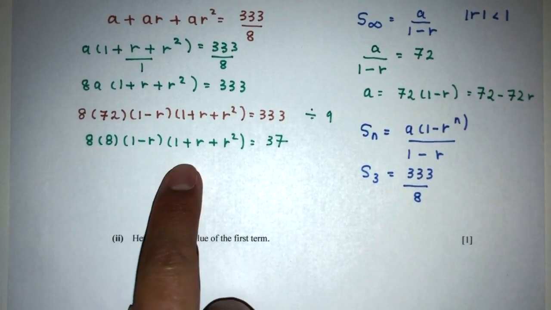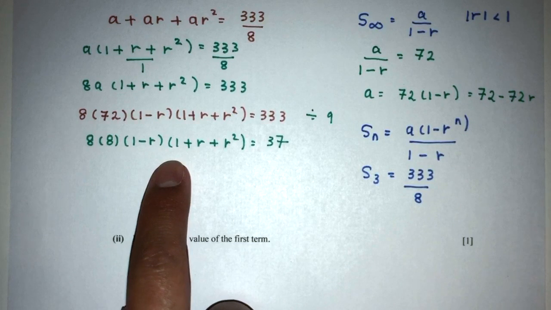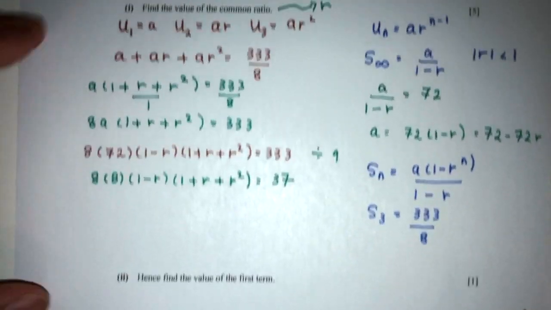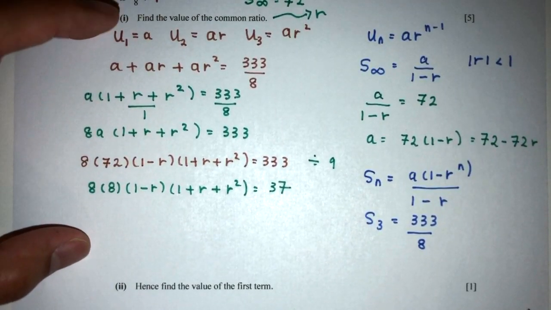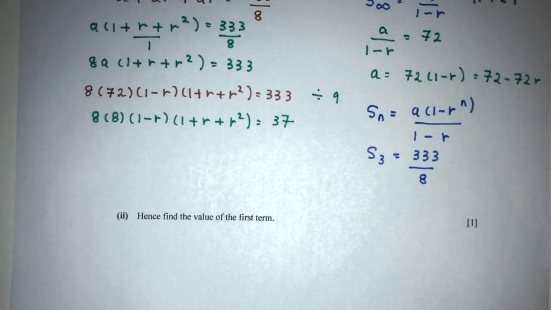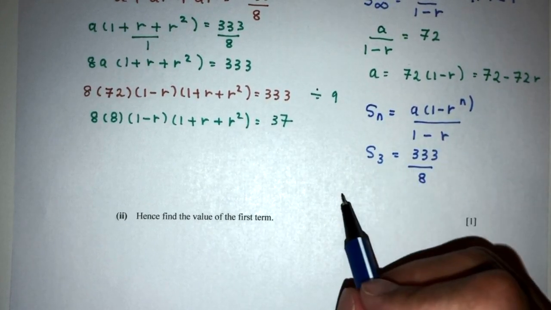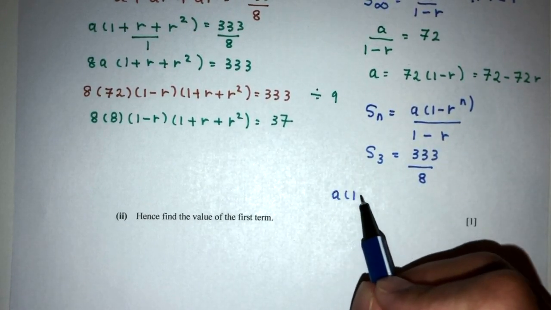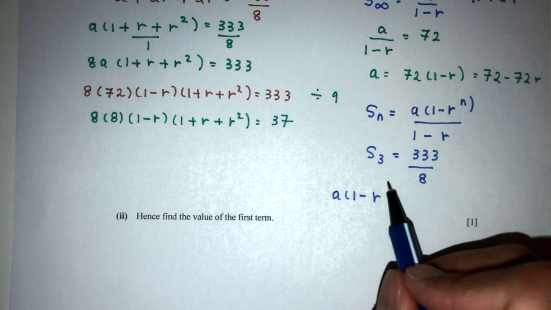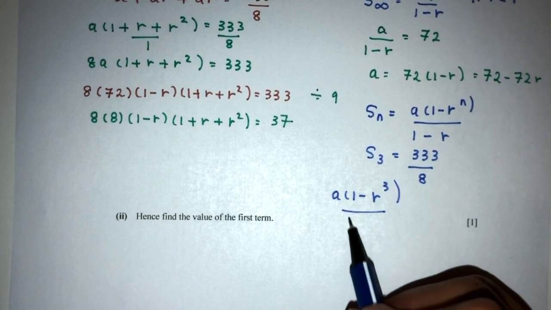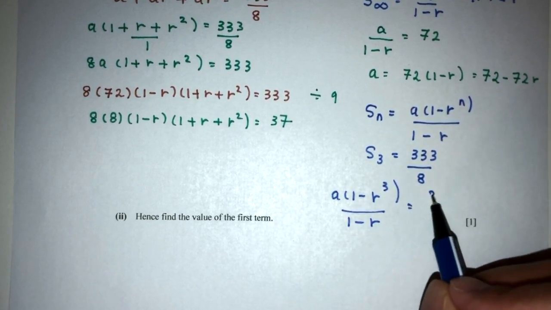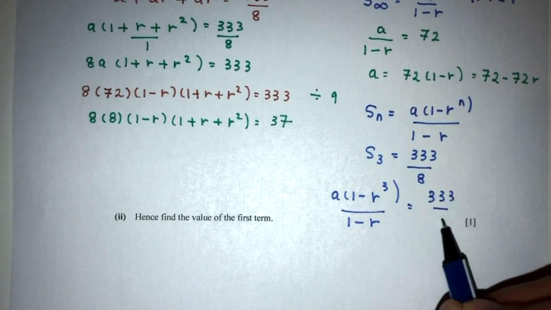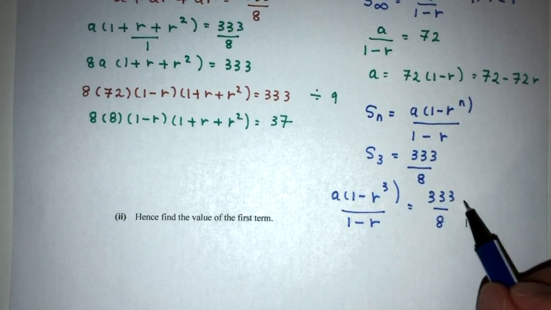Because if you were to do this, it will be pretty hard to solve. It will be a cubic equation. We will have to find solutions one by one and then find the answer. But given that there's only so much space, I don't think that's the right solution to use. We have to use this one. That will be a times 1 minus r to the power 3 over 1 minus r. That should be 3 over 8. That should be my equation number 2.